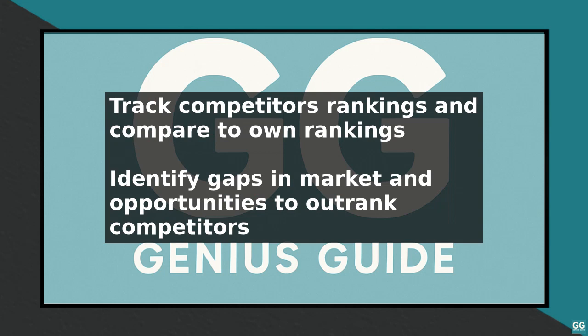Best practices for analyzing Semrush position tracking include regularly monitoring your keyword rankings, identifying trends and patterns, and making data-driven decisions to improve your content and SEO strategy. It's also important to keep track of your competitors and adjust your strategy accordingly.